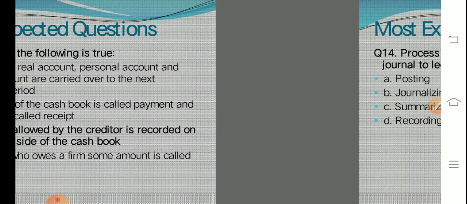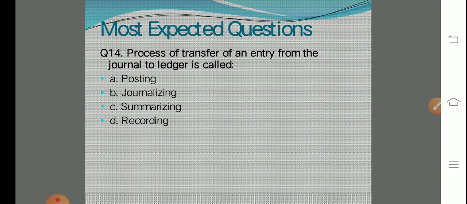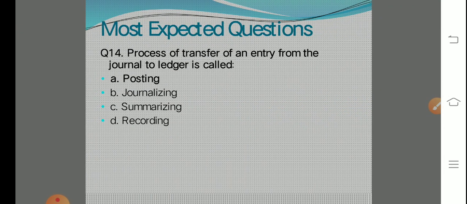Let's move to question number 14. The process of transfer of an entry from journal to ledger is called posting, journalizing, summarizing, recording. So let's see what the correct answer is. The correct answer is A, posting. Whenever we take the journal entry to the ledger, we call it posting. This question is asked for half mark and you should remember this. Let's move to the next question.